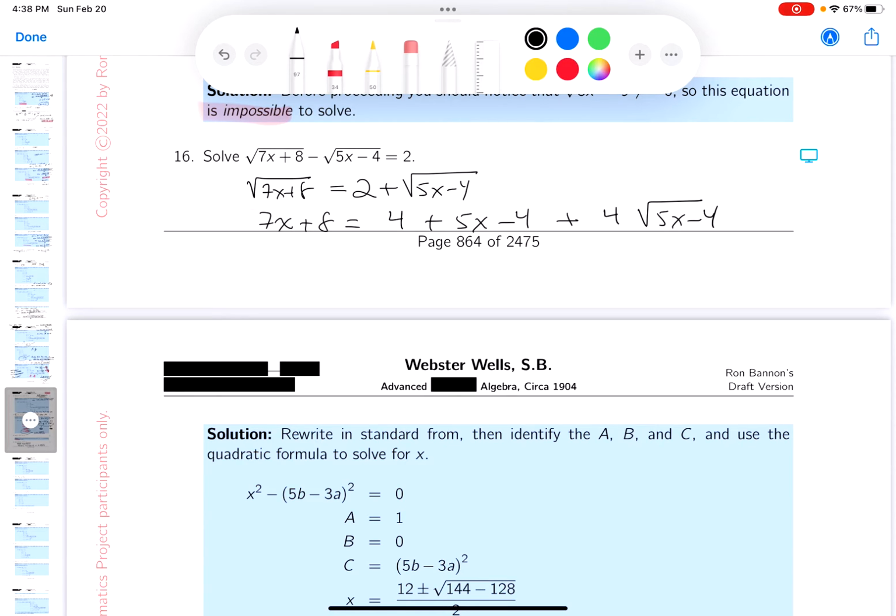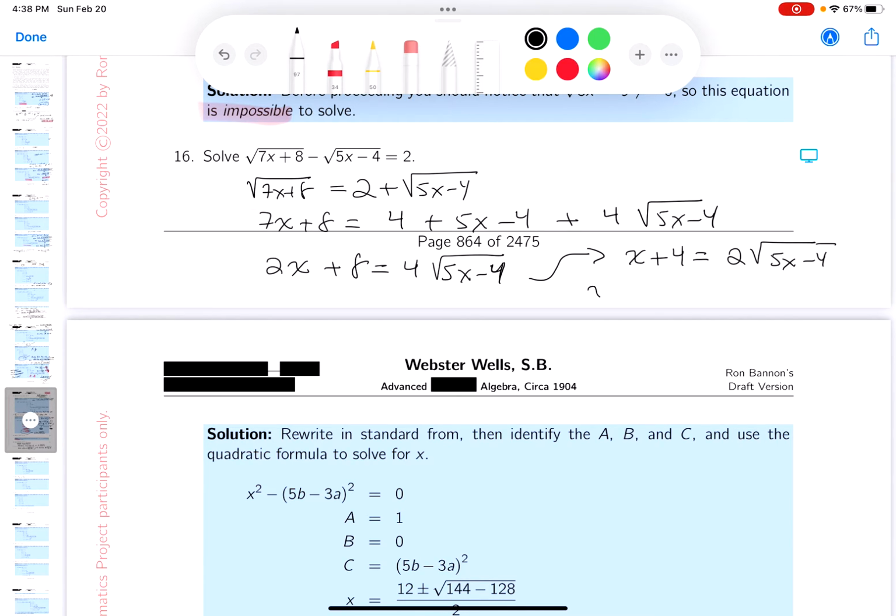I've got to do it again, and what are you going to get? You're going to get 2x. I'm taking 5x from both sides. 4 minus 4 is nothing, so I just get plus 8 equals 4 root 5x minus 4. I'm going to divide both sides by 2 to make the numbers more manageable for me. That's going to be x plus 4 equals 2 root 5x minus 4.